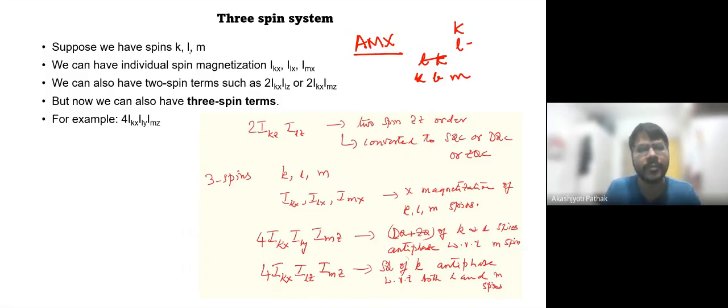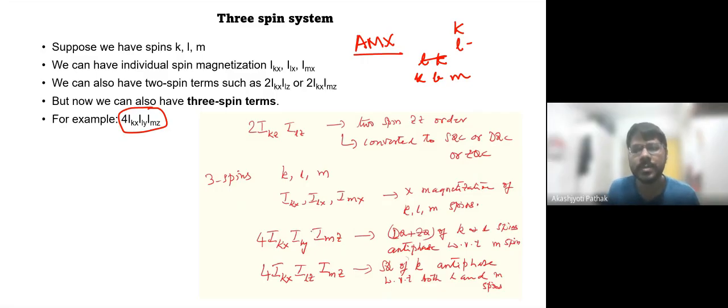So suppose we now have three spins, K, L, and M. These three spins can have individual spin magnetizations IKX, ILX, or IMX. So we can have two-spin terms like 2IKX ILZ, or 2IKX IMZ, or we can have three-spin terms. So these are your three-spin terms, for IKX, ILY, IMZ. These are your three-spin terms.